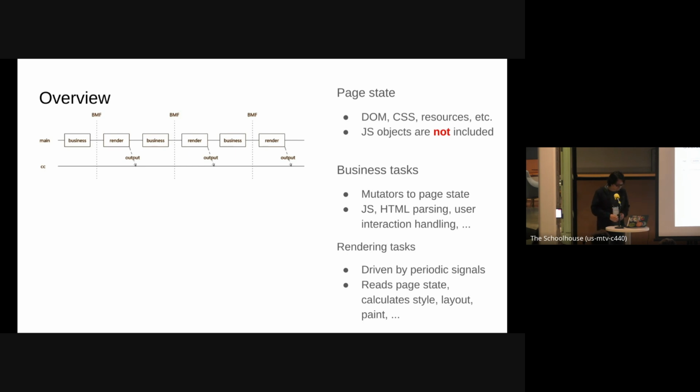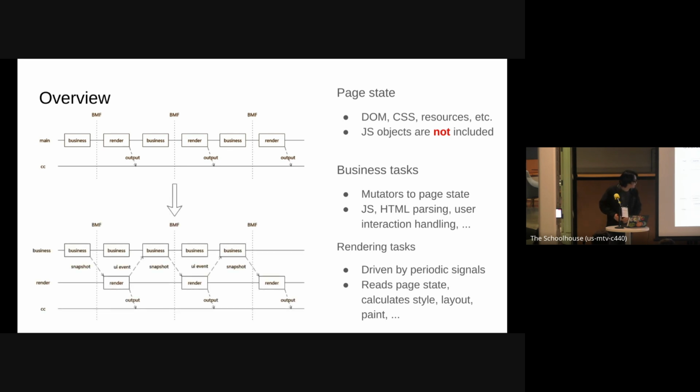And again, this is an oversimplified abstraction because there's a lot of other things going on, but for now it works. And how do we parallelize it? We split the main thread into two threads, a business thread and a render thread. The business thread is for running business logic, the thread that can mutate the page state. The other thread is the render thread, which periodically reads the page state and does all the calculations like style, layout and paint, and then pushes the output to CC.